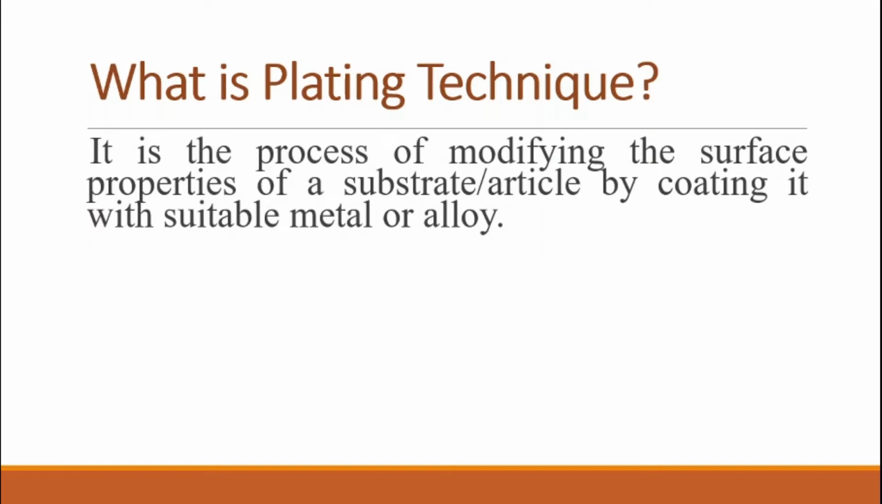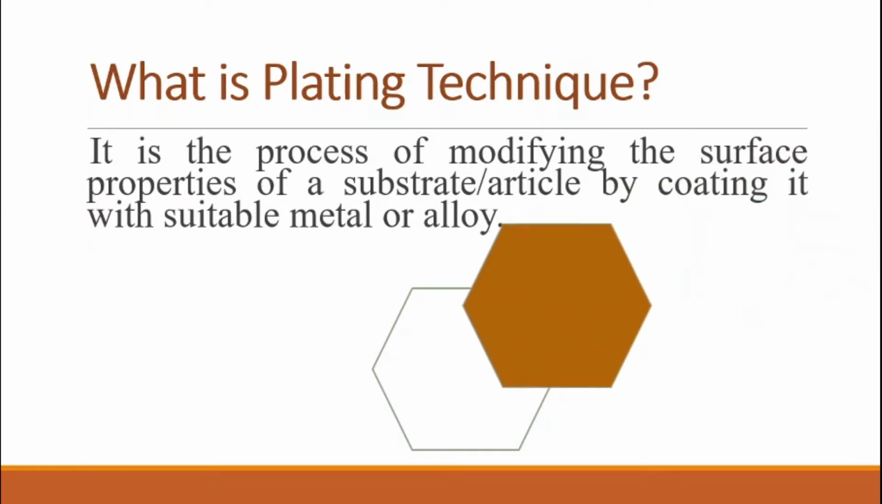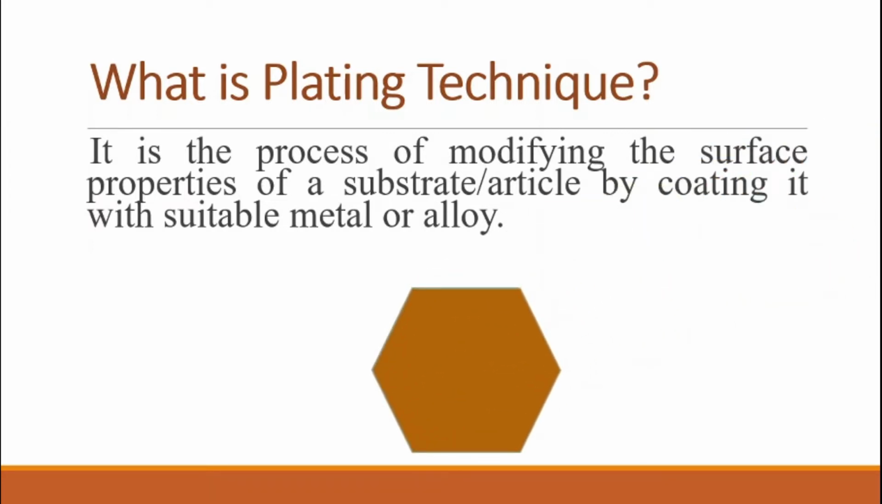Now, to show you that with a simple example, let me consider this. Assume that this is an article or a substrate on which deposition has to be done. Now, when you carry out the process of plating, the surface will be entirely covered with another material, metal or alloy. Once you do this, the surface of the substrate is no longer exposed to the environment. It is completely covered with another metal or alloy. So this is the process of plating.